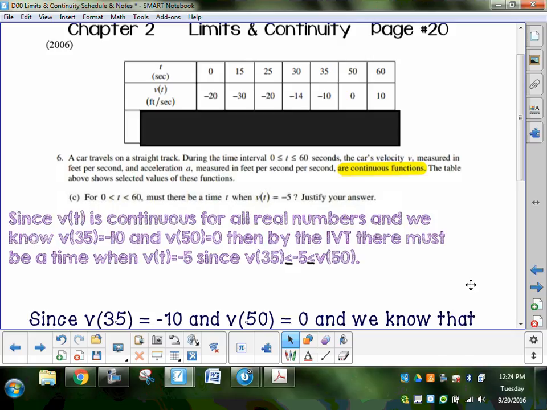That's doing it in your words. We accomplished the exact same thing. We stated it was continuous. We unlocked using the intermediate value theorem. And we stated my intermediate value.